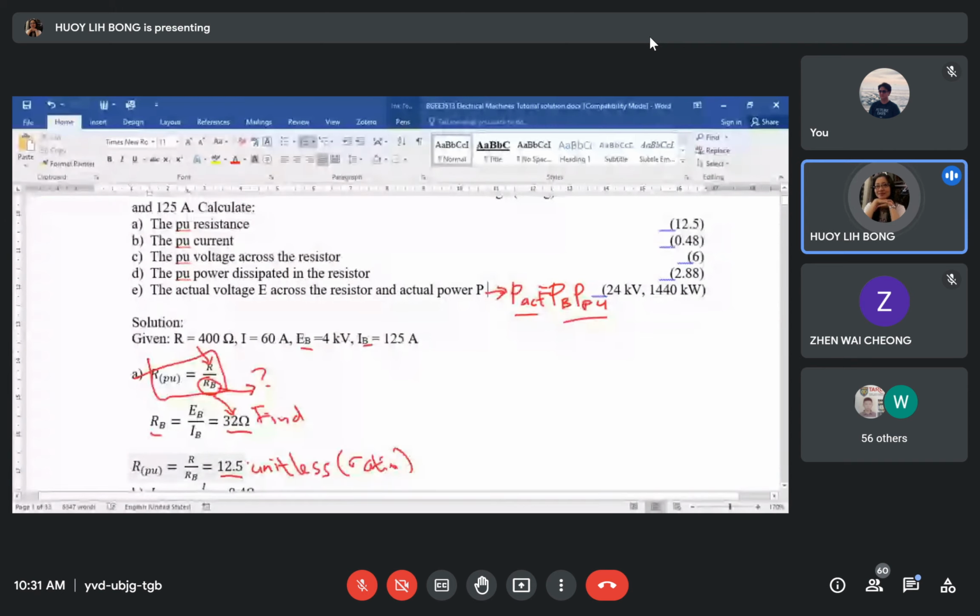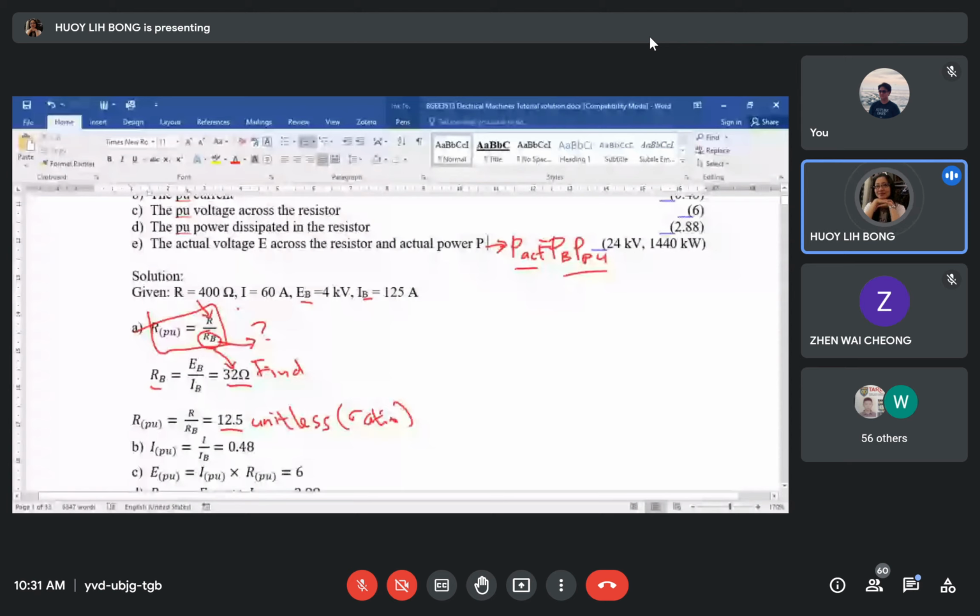Next thing is they ask you to find the current. Again, write out the equation. Do you have the information? Yes. This one also yes. Straight away you can find the current. Next is the voltage. Since we already found the per unit resistor and the current, we can substitute straight away. This is already in per unit.